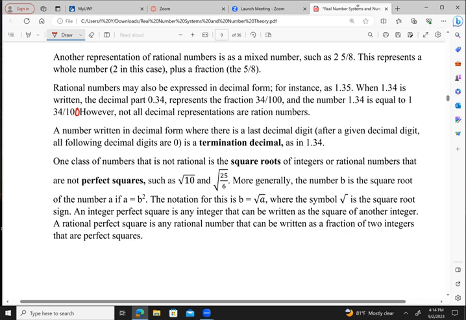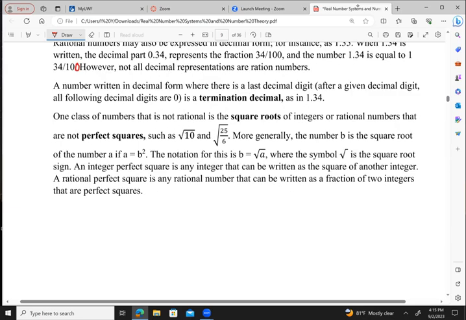Another class of numbers that is not rational is the square root of integers or rational numbers that are not perfect squares, such as the square root of 10 or the square root of 25/6. Generally, the number b is the square root of the number a if a equals b squared. The notation for this is b equals the square root of a, where the symbol here is the square root sign.